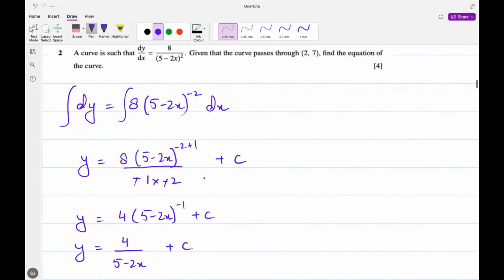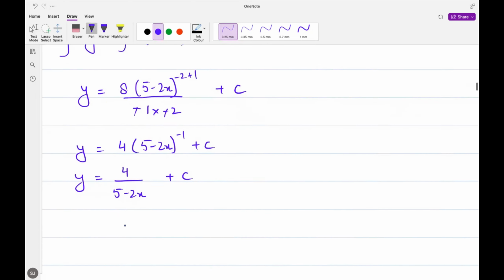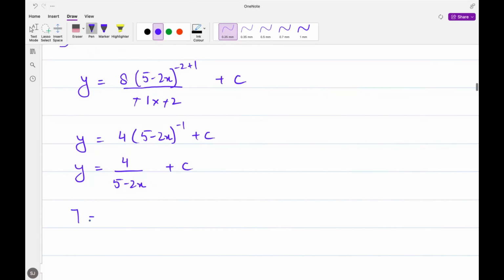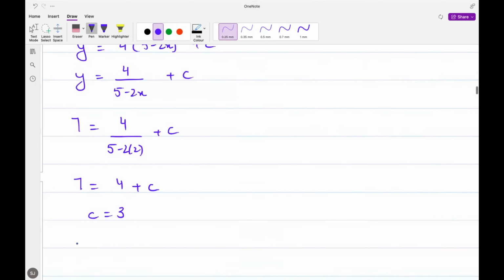To find the value of c, we'll substitute the point x equals 2 and y equals 7 as it is given. So we'll substitute y equals 7 and x equals 2. So this will be 4 upon 5 minus 2 times 2 plus c. So 7 is equal to 4 upon 1, so this will be 4 plus c, and c will be equal to 3. So the final equation will be written as y equals 4 upon 5 minus 2x plus 3.